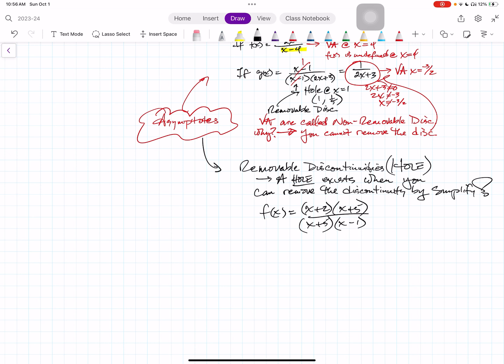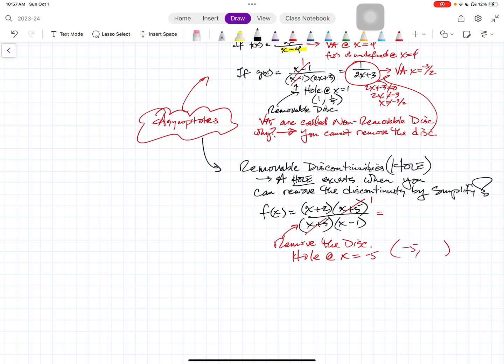All right, notice that the x plus 5s, these binomials, can cancel out. So right away, you have a hole at -5 because it's undefined at -5. It's also undefined at 1. But here, you can remove the discontinuity. So notice that term, remove the discontinuity. And so we have a hole here wherever it's undefined. In this case, it's undefined at -5. So -5 comma what?